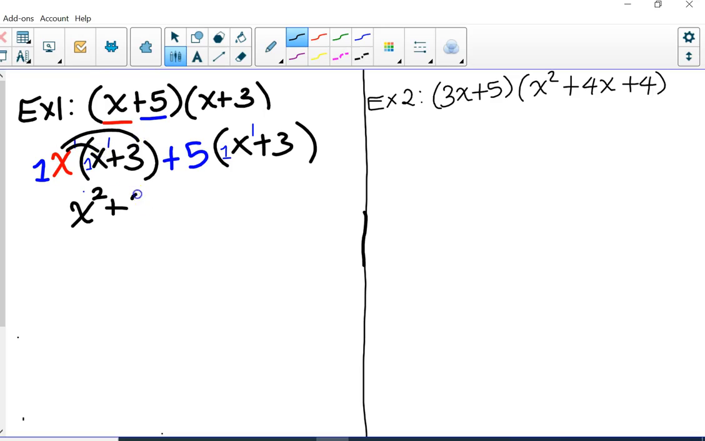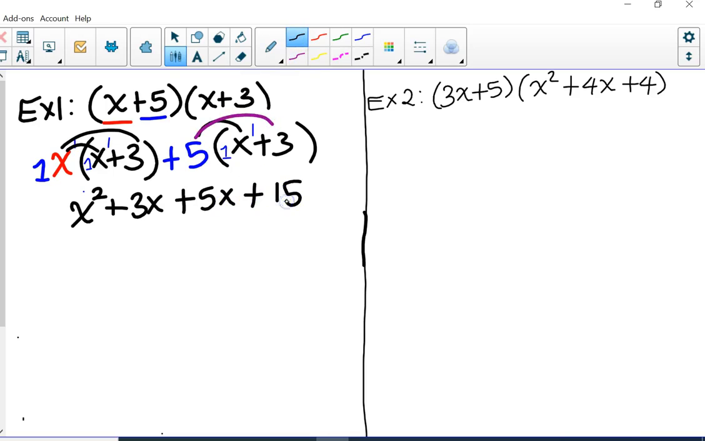Next, x times 3 gives me 3x, so you say plus 3x. We're done with x, so now we're on 5. 5 times x: 5 times 1 is 5, so that's 5x. Next you want to do 5 times 3, which would just be 15.